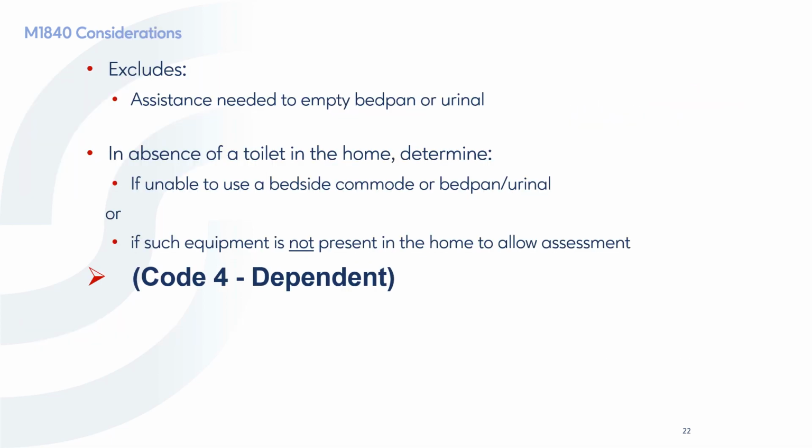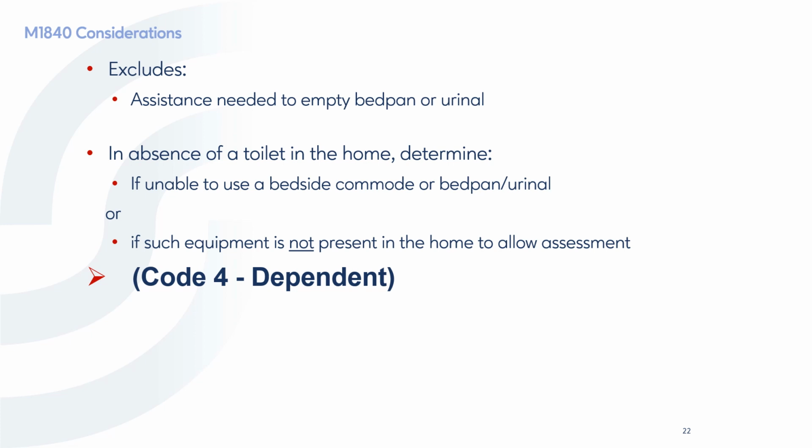So when you are coding the M1840 item, what it excludes is the assistance needed to empty the bedpan or urinal. So they talk about can they use it, but it doesn't matter if they cannot also empty it. It's just a matter of can they use it. In the absence of a toilet in the home, let's say there's some patients, maybe they don't have one, you get some hoarder situations and things have happened. So what you need to determine is, are they unable to use a bedside commode or a bedpan or urinal? Or if such equipment is not present in the home to allow for that assessment, that is your code 4.